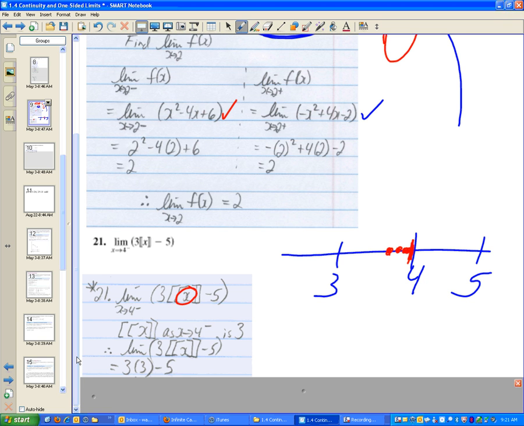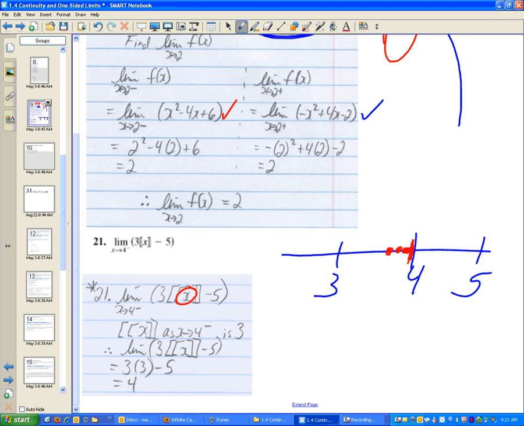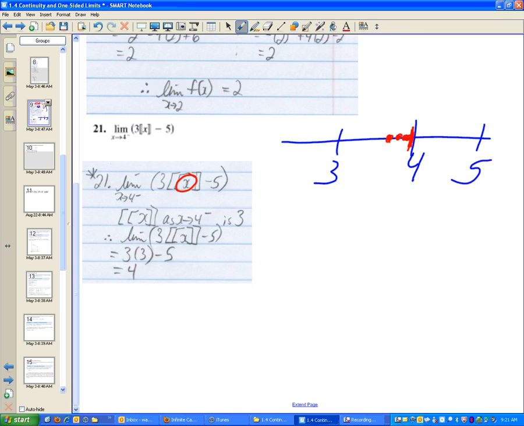So what's our final answer? Now, let's talk about what would be different if we changed the problem. That wasn't the problem, but this was: the limit as x approaches 4 from the right of 3 times the greatest integer of x minus 5.